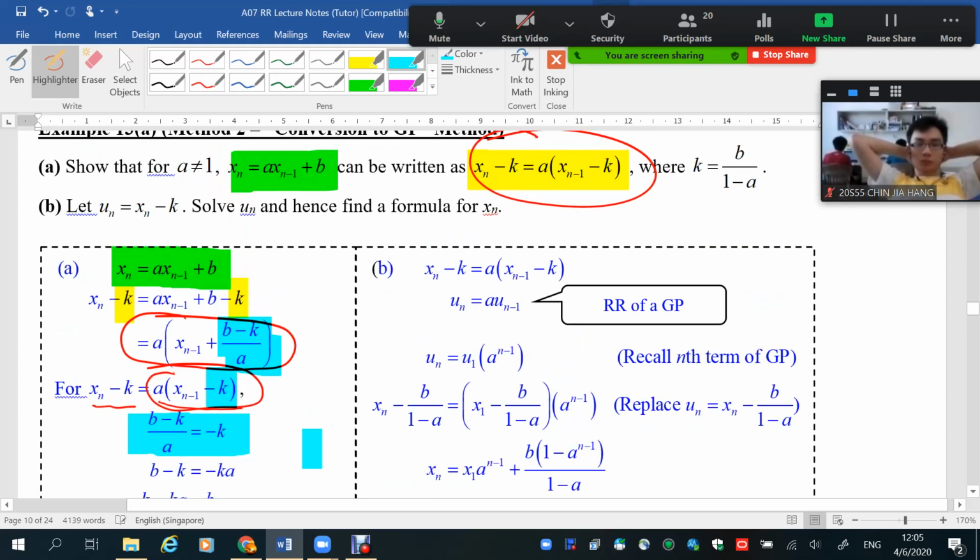So far so good. Nothing really fantastic, it's just playing with your algebra. Okay, now let's go to part B.